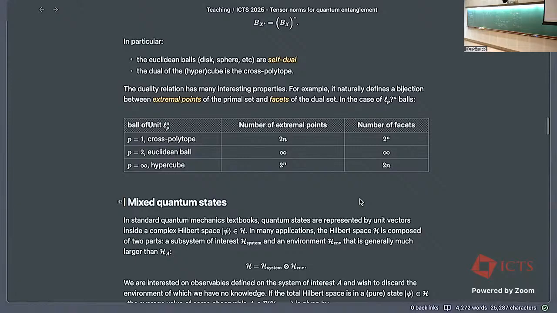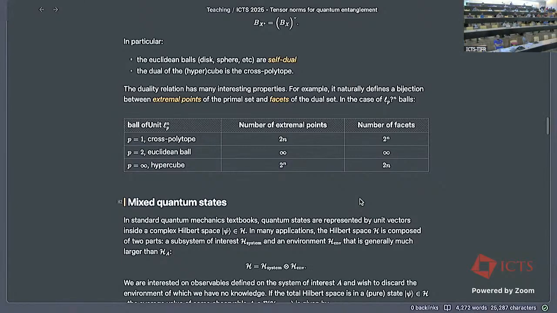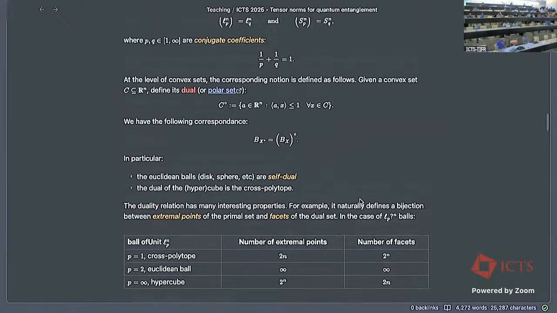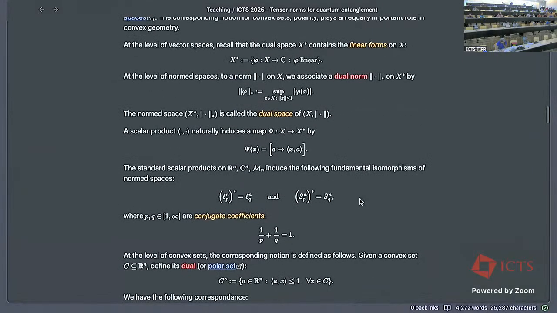Okay. Good. So let's talk about mixed quantum states now. But are there any questions about this duality of norms part that we discussed? We'll use this quite a lot later.